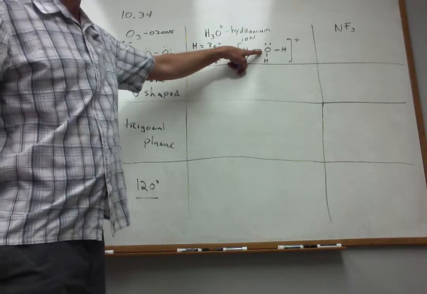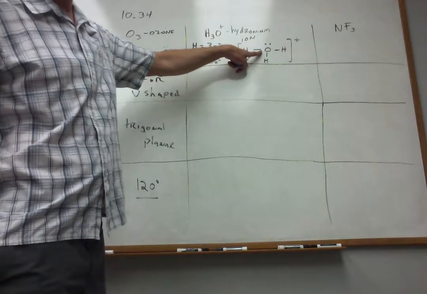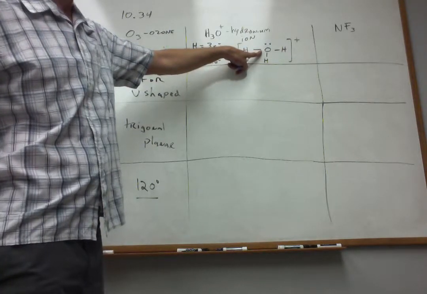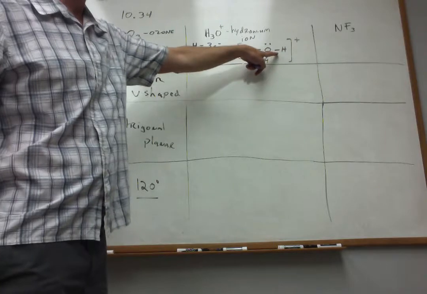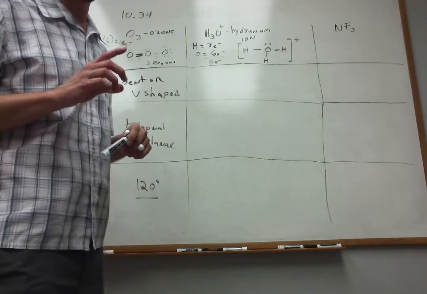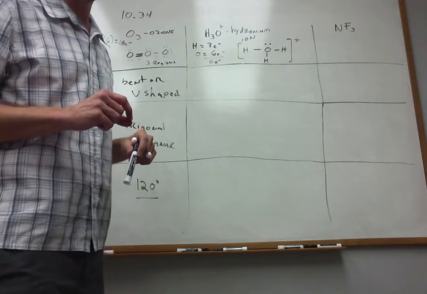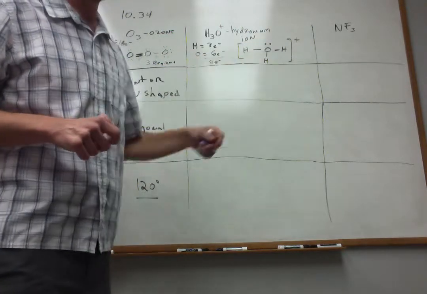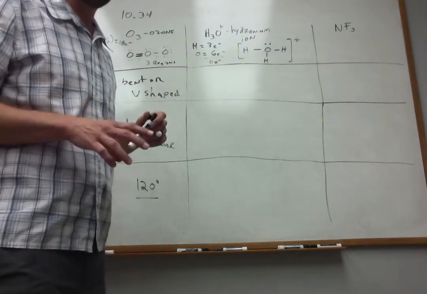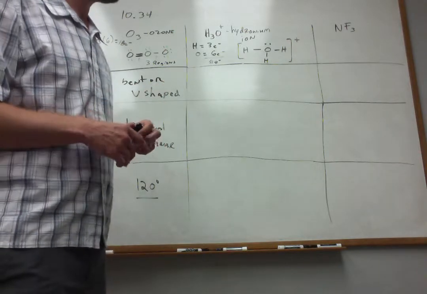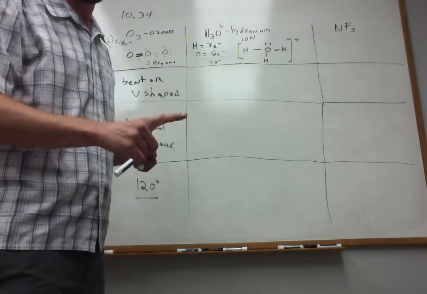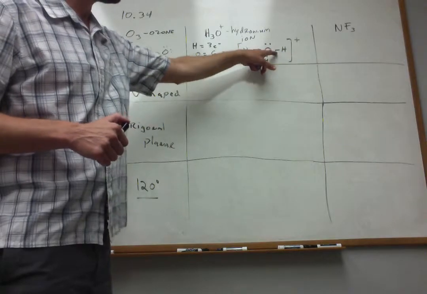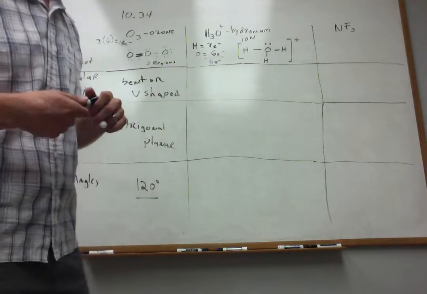It all goes back to that central atom, figuring out how many regions of electron density are around the central atom. I've got 1, 2, 3, 4 regions of electron density. Remember, bonding pairs count once, lone pairs count once. So 1, 2, 3, 4. If you've got a double bond or a triple bond, it only counts 1 time. So any bond only counts once. Okay? So 1, 2, 3, 4 regions of electron density.